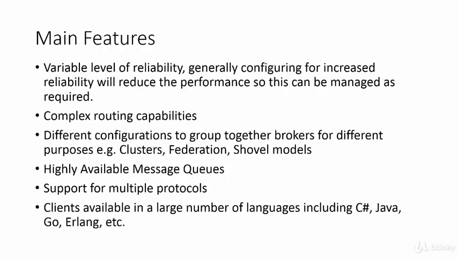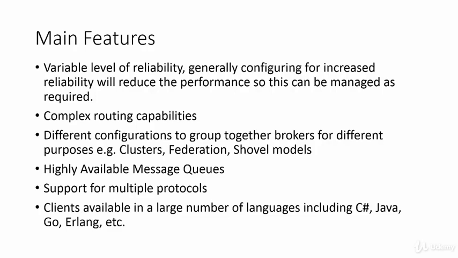Now we'll go through some of the main features of RabbitMQ. So RabbitMQ allows for a variable level of reliability. Generally configuring for increased reliability will reduce the performance, so this can be managed as required. Allowing for a variable level of reliability is definitely an important feature, as different use cases of the message broker may require us to sacrifice better performance in exchange for an increased level of reliability, whilst in other cases it is acceptable to have a lower level of reliability, but it is more important to have increased performance.